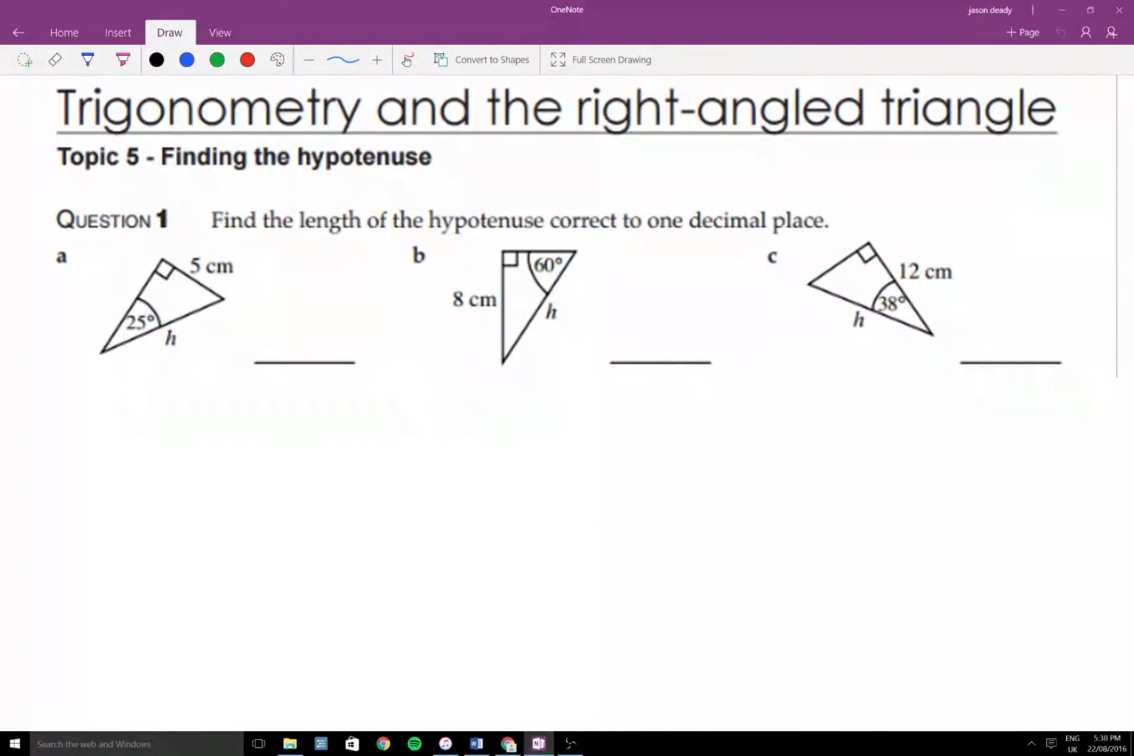Hi guys and girls, today we're finding the side of a right angled triangle, and this side just so happens to be the hypotenuse.